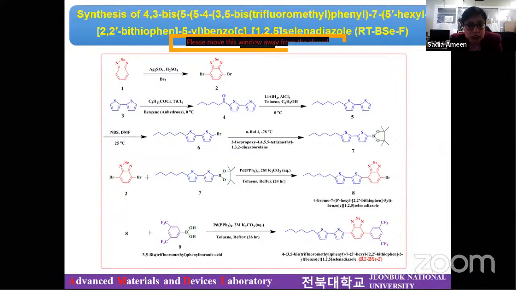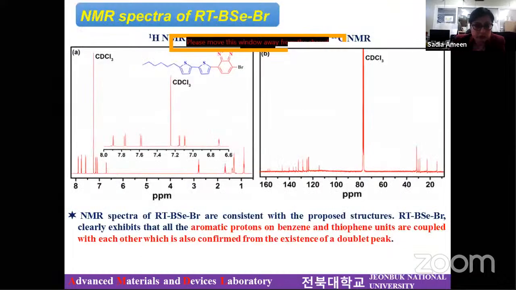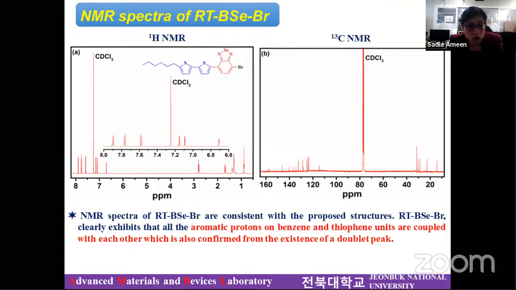As you could see, synthesizing organic molecules is a time-consuming job, and it involves several procedures, like the synthesis of intermediates, and with these intermediates, we are capable of synthesizing the final material, that is RTBSCF here. So as I said, we synthesized the intermediate first, and it is also very significant to characterize these intermediates, since these are the basic materials which generate the final material, that is RTBSCF.